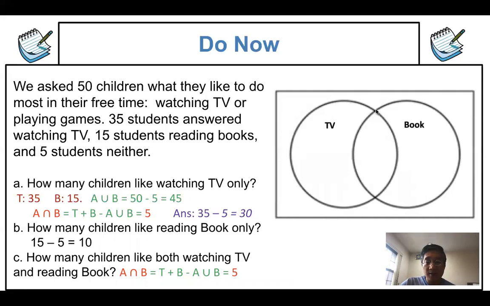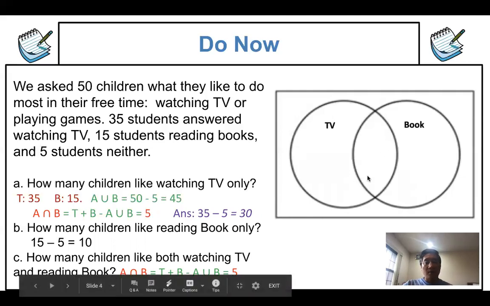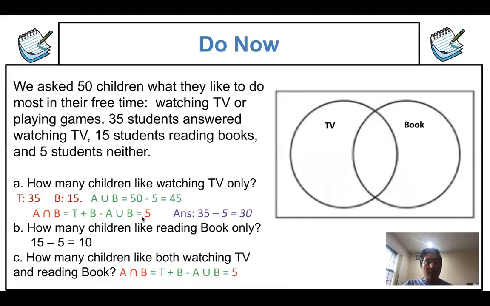Then to find the intersection, what should we do? We should set up the equation: A intersection B is equal to what? TV plus book minus union, right? Then TV is 35 plus book is 15, is 50. And then subtract 45 is 5. Oh, intersection is also 5. Do you understand? Neither is 5, but intersection is also 5.